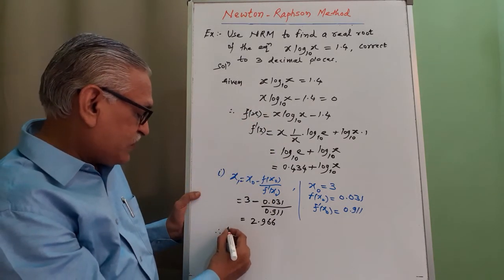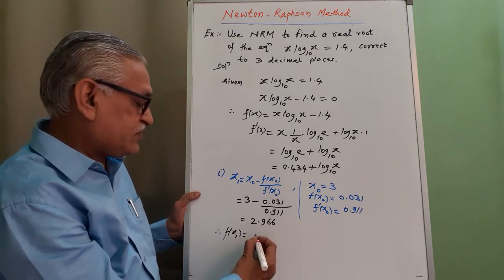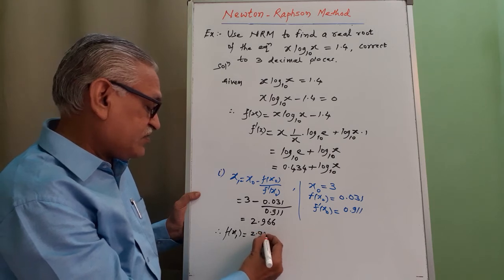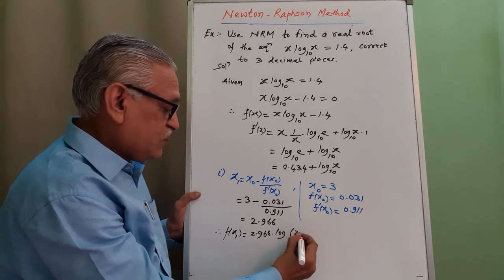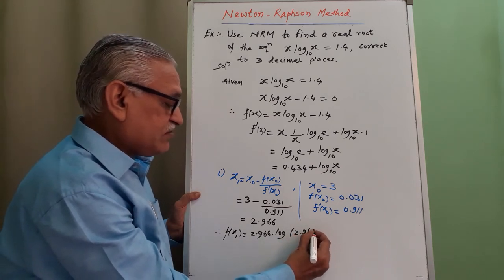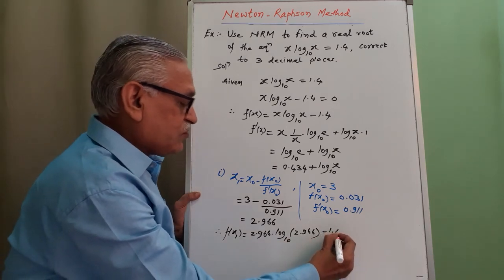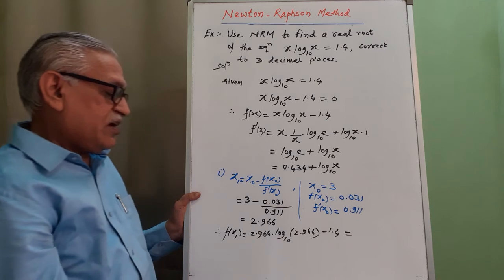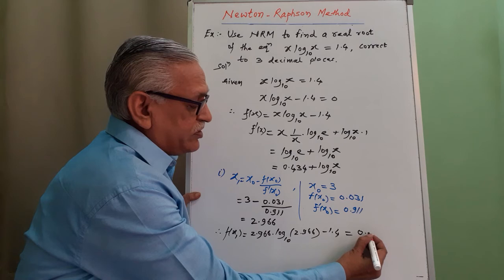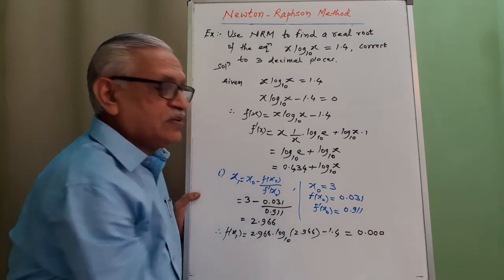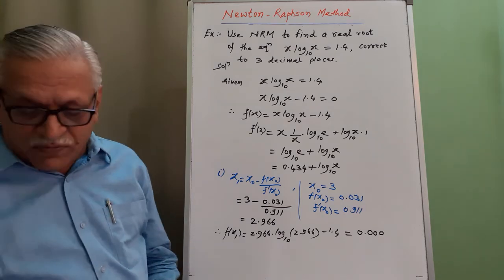Then we check whether we can call this a root or not by finding the corresponding function value. f of x1 is x log x, meaning 2.966 into log of 2.966 to the base 10, minus 1.4. If you find the value, it is coming as 0.000, exactly equal to 0, and as that value is exactly 0, we stop the iterative procedure.